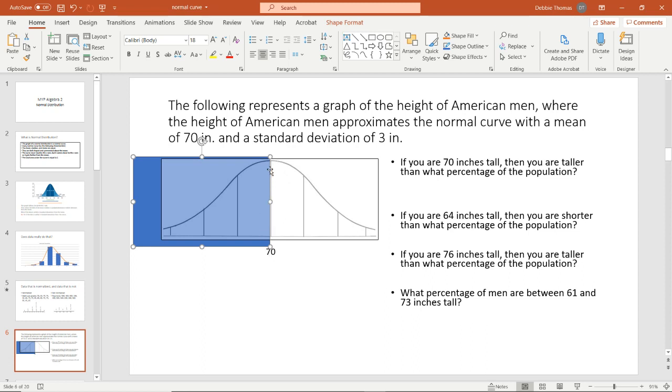That means my 70 at my mean is at the 50% line. So 50% of my data is right there at my mean.